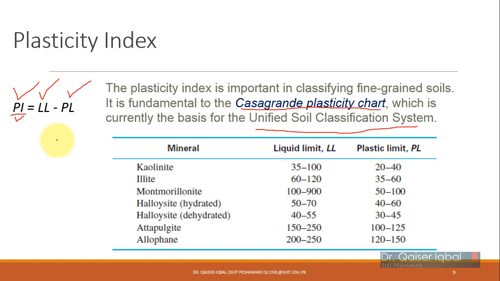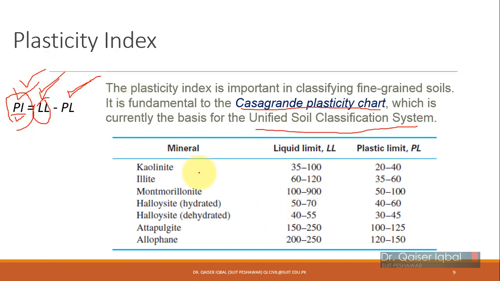So PI, or plasticity index, is a very, very important property which can be simply calculated by subtracting the plastic limit from the liquid limit of the soil. The liquid limit will usually be higher for a particular soil than the plastic limit. First the soil becomes plastic, then if you keep on increasing the moisture, the soil becomes liquid. That is why it's liquid limit minus plastic limit. We determined the liquid limit in the previous class, and today we are discussing the plastic limit. So if you have both values, you can determine the plasticity index of a particular soil.